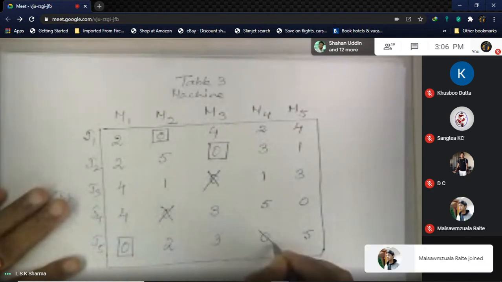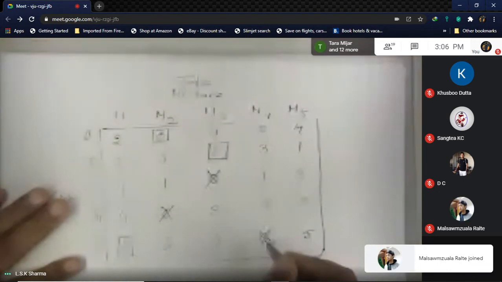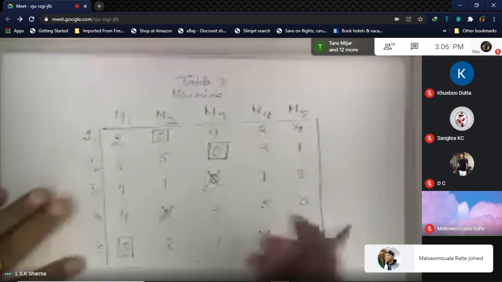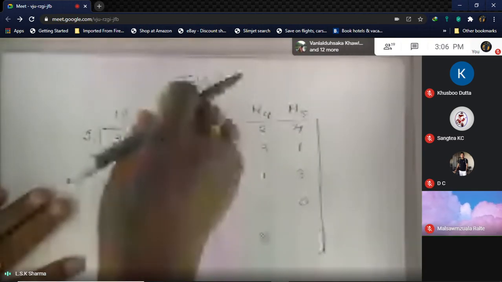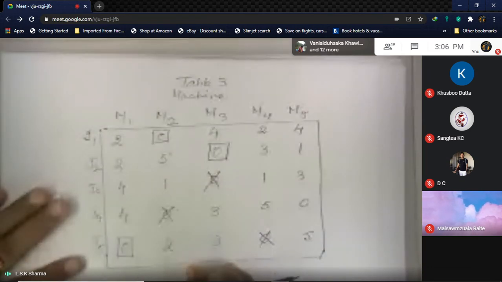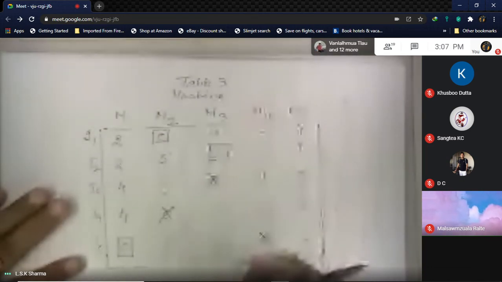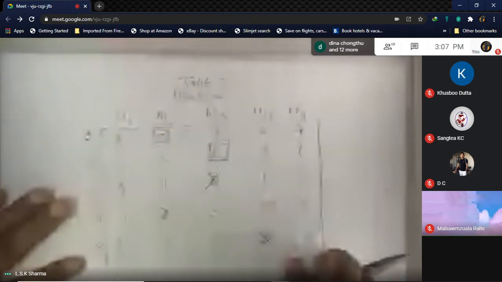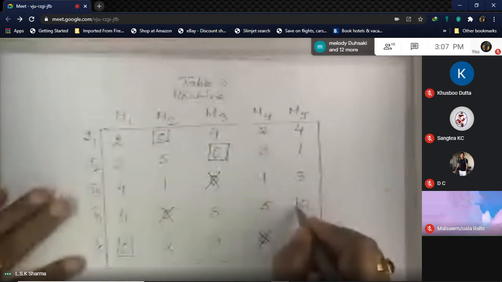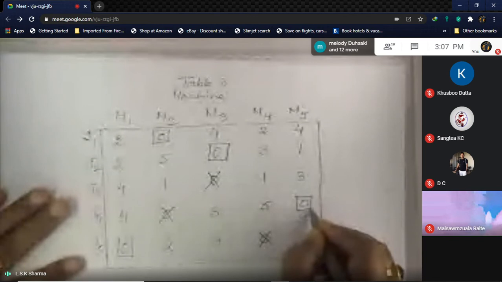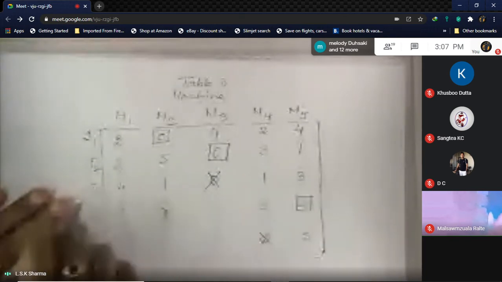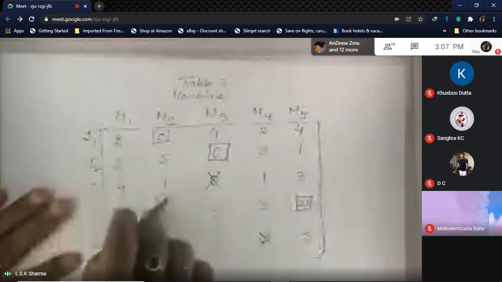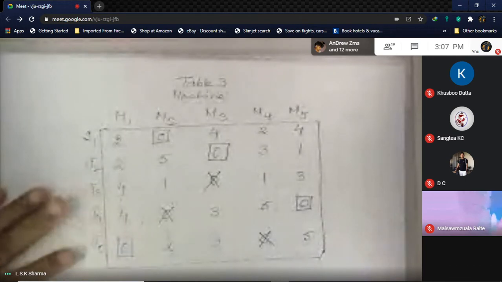Yes, so I put a cross mark into it. Now second column, it has been already assigned. M3, it has been already assigned. M4, there is only 1 which has been crossed out. M5, when I look into it, there is a single 1, so I put a square into it, and in the corresponding row, you will find a 0 which is already crossed out.